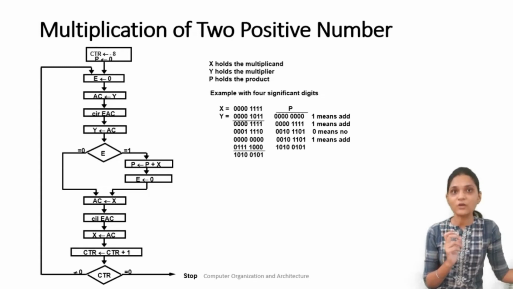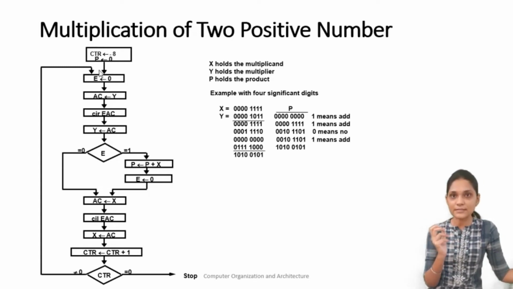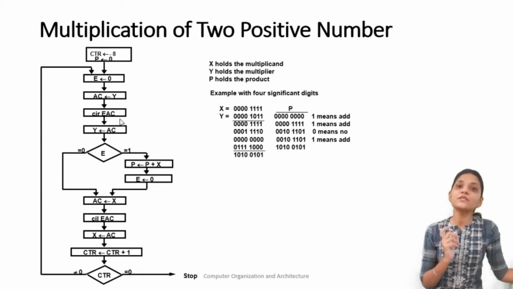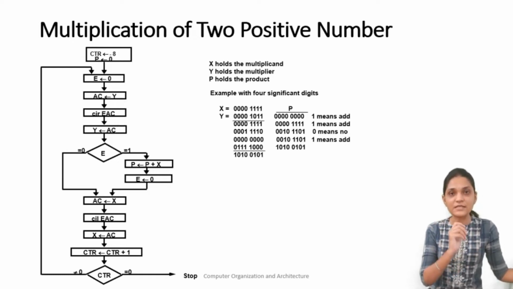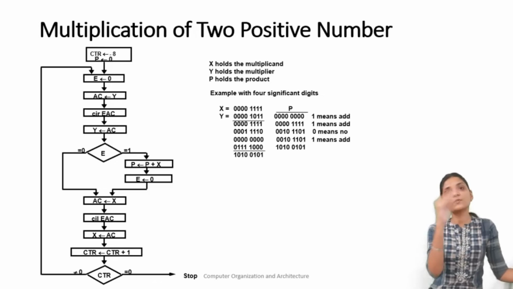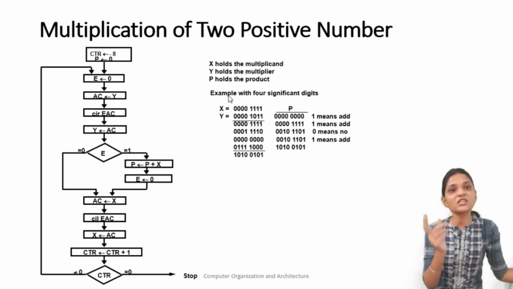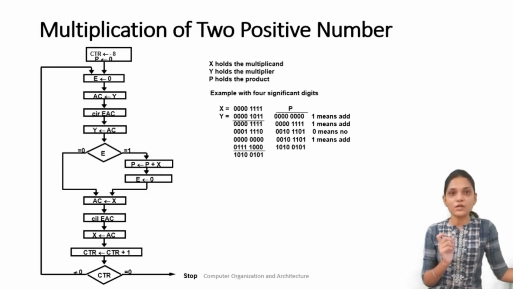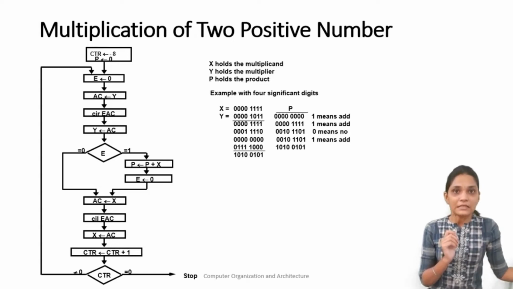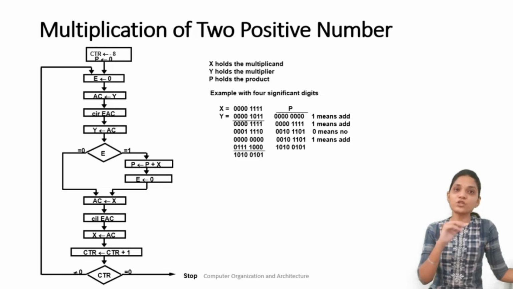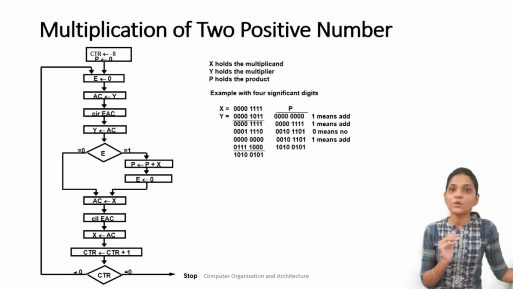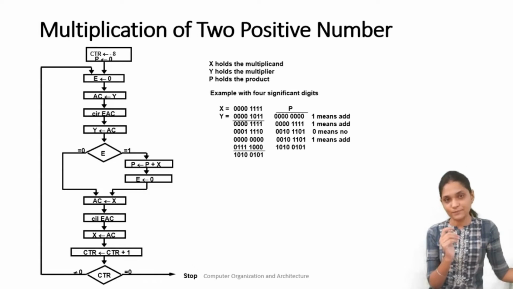Then we will store this Y, or you can say the multiplier, into the accumulator register over here. Then we will do the circular shifting of EAC. That means the E bit will be shifted to the MSB, and the LSB of the accumulator is going to be shifted into the E flag. So our LSB bit is passed into the E flag. Then we will store this shifted version of Y to the accumulator, so that next time we have to shift only one time.